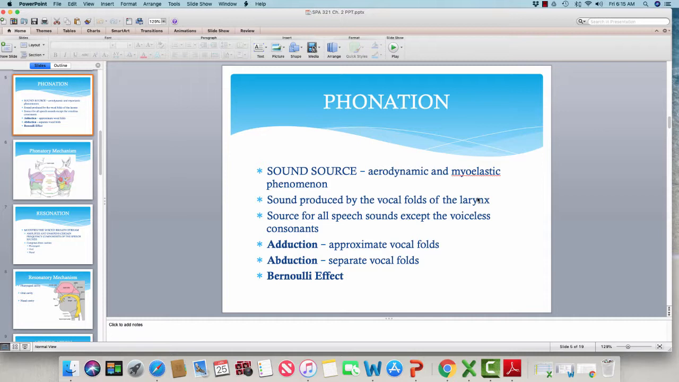The Bernoulli effect also occurs, where the pressure builds up beneath the vocal folds, and when the pressure becomes too great, it has to be released, and that release is the vibration of the vocal folds.